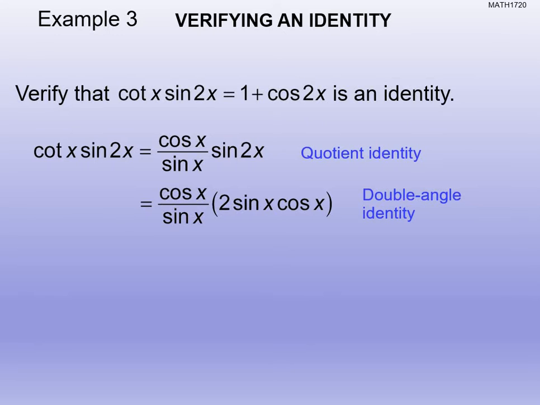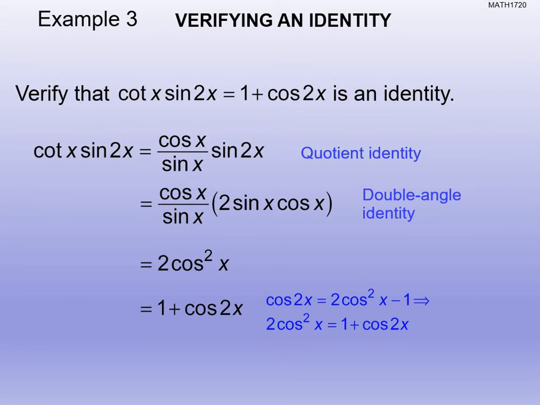So we're keeping cosine of x over sine of x. Now we're going to rewrite sine of 2x as 2 sine x cosine x. Now the sines can cancel. We have cosine of x times cosine of x, which is cosine squared of x, and we have the 2 out in front. When you rewrite 2 cosine squared of x, it becomes 1 plus cosine of 2x.